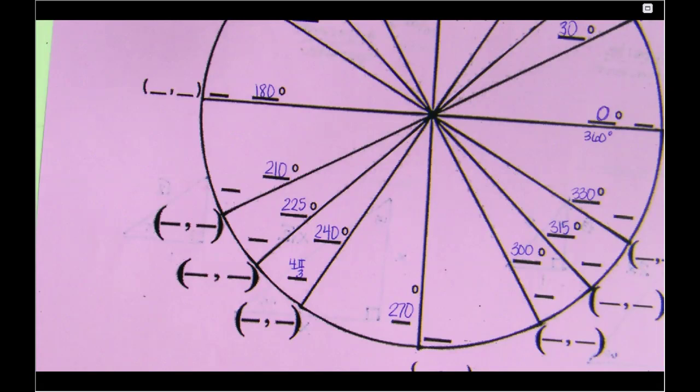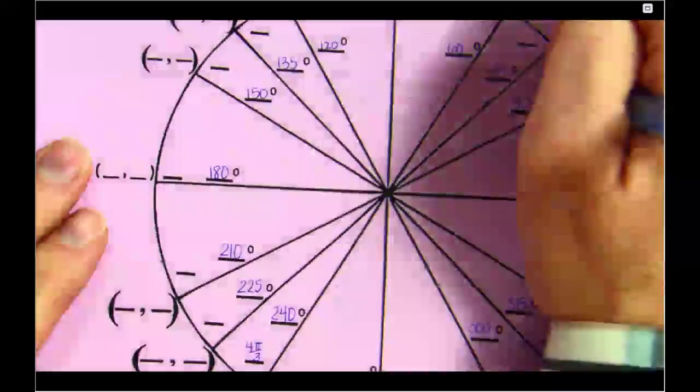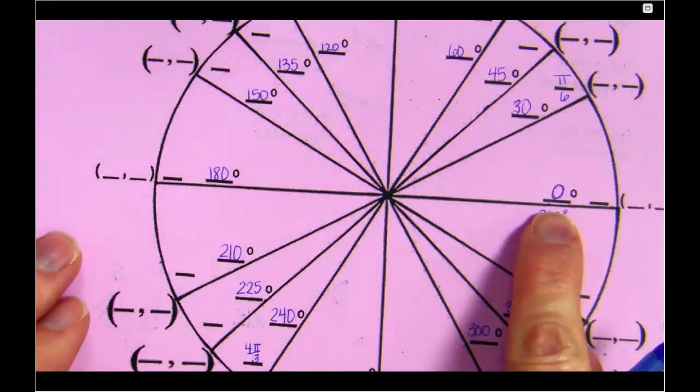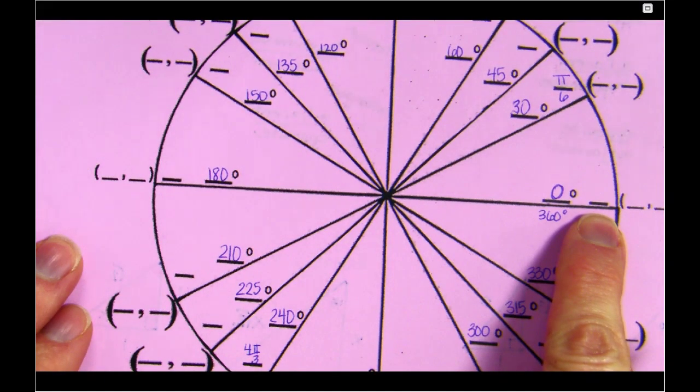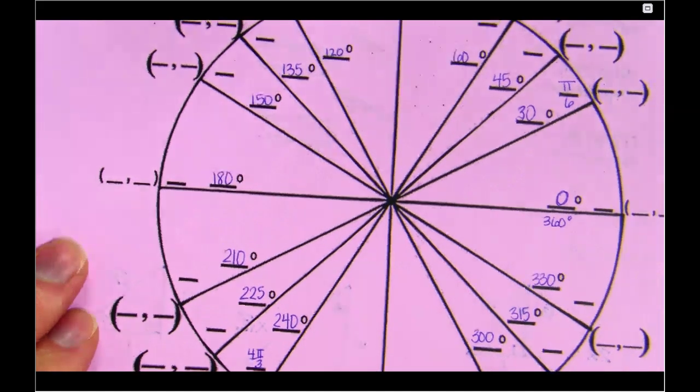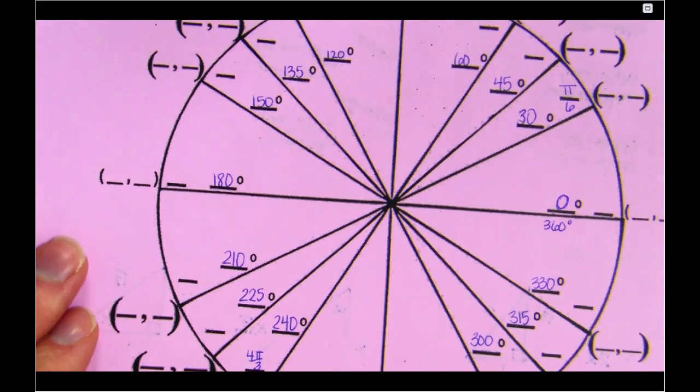Okay, if you were taking notes, we also have 30 degrees in our notes already. 30 degrees started out as what? Pi over 6. So we'll do this. 0 degrees would be how many radians? 0. 0 is 0.